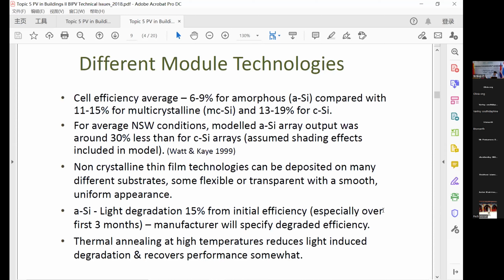Manufacturers will specify the grade efficiency, and sometimes they will not. Thermal annealing at a high temperature reduces light-induced degeneration. Light-induced degeneration recovers performance somewhat. Not sure. Thermal annealing is a very mature technology, but I haven't seen any successful case applied to prevent the light-induced degeneration of the non-crystalline silicon solar cells.